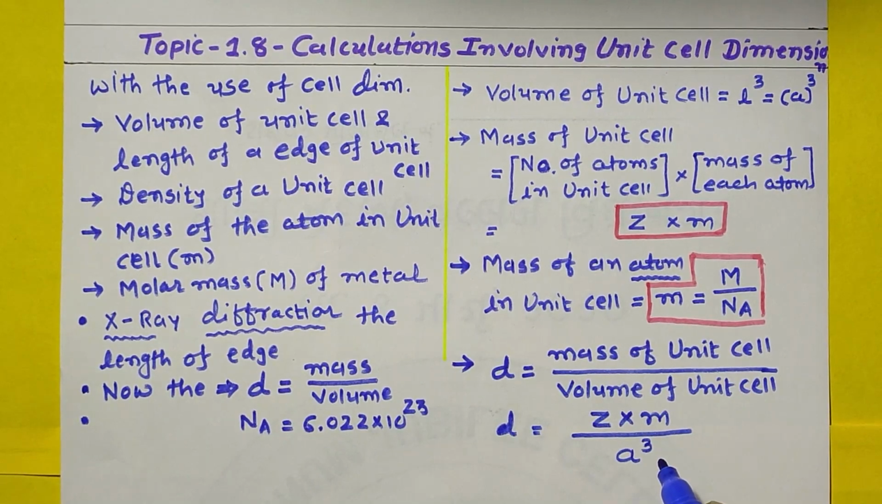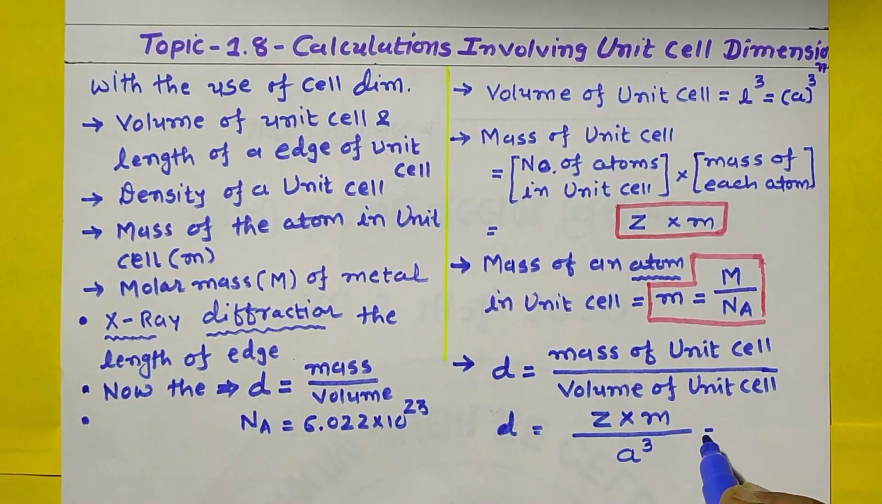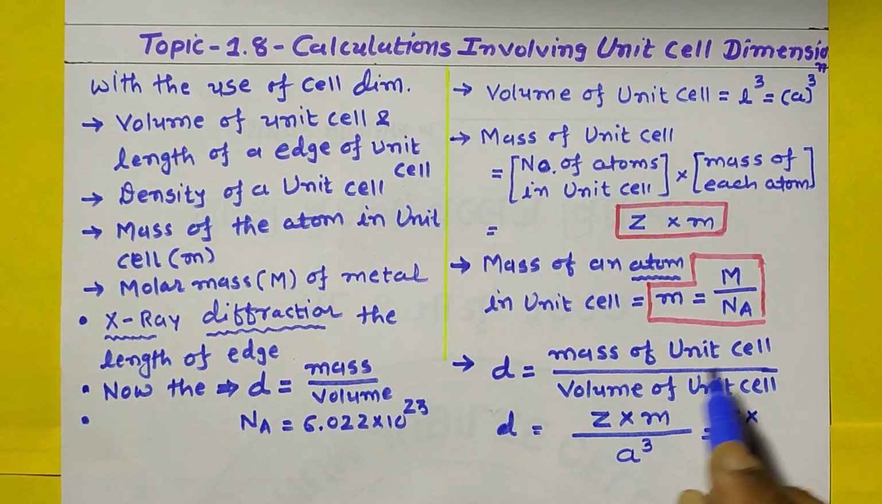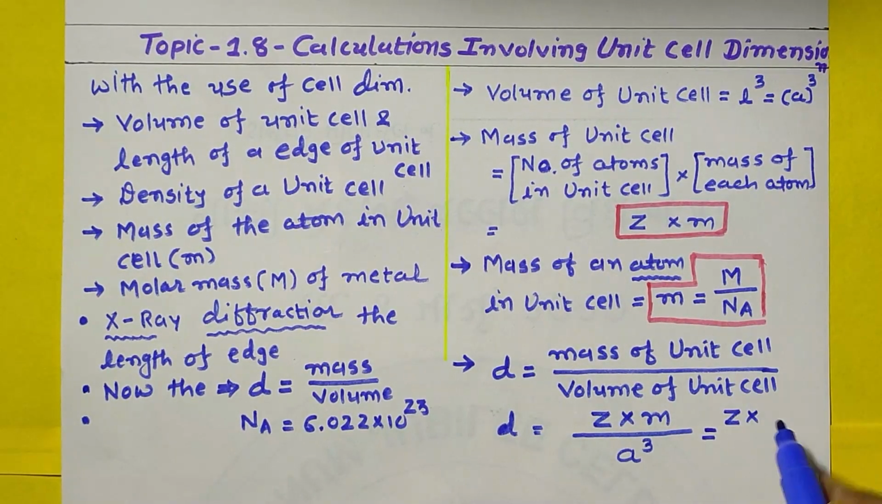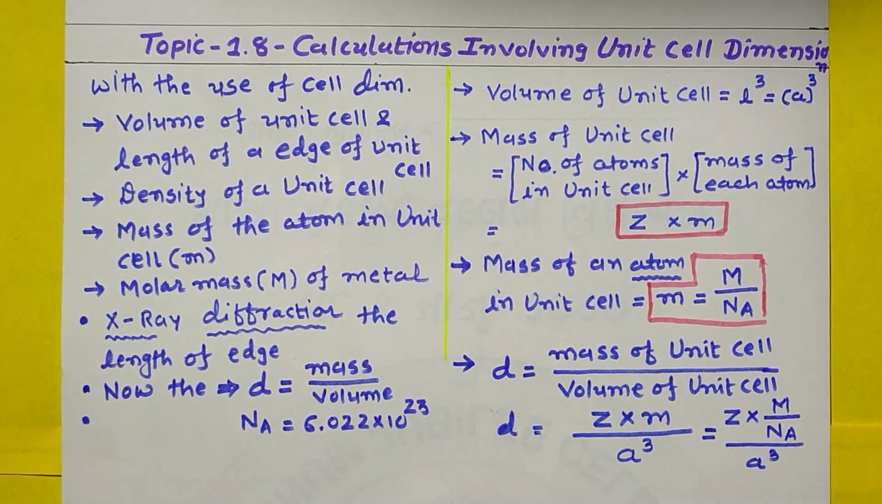This is our formula. But we know that small m is equal to capital M by Na. So the density is equal to Z. In place of small m, we can put capital M upon Na. Then what will be our formula? Capital M upon Na upon A cube. This is our new formula.